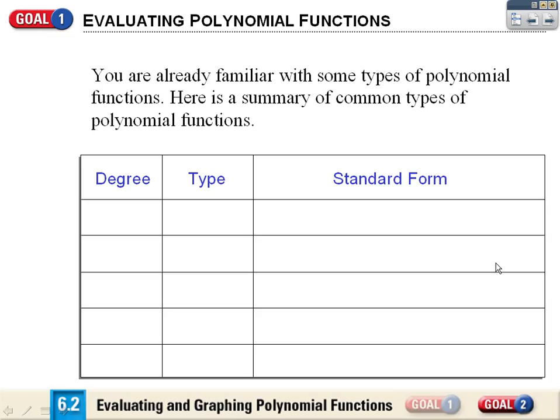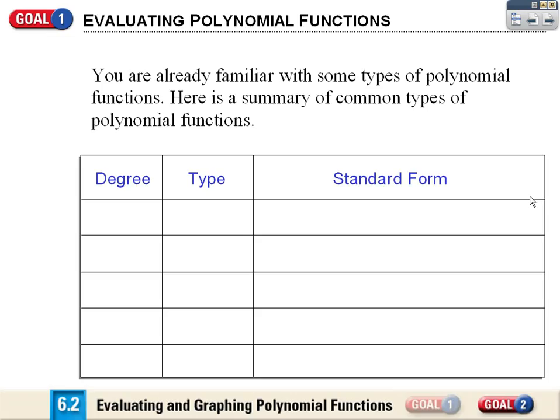Some of them we've never called polynomials. They are. The first one, if the degree of the polynomial is 0, the highest power of x is 0, and that's just the constant. That's just one term by itself. We would rarely think of that as being a polynomial. If we graph y equals a constant, it's just a horizontal line. Y equals 4 would be a horizontal line with a y-intercept of 4.